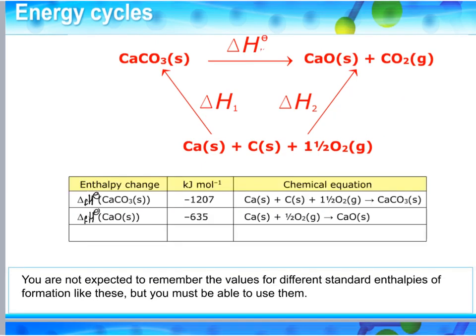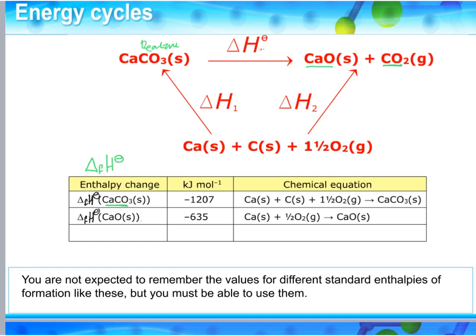So let's now move on to look at how we can use Hess's law. Here, the data that we've been given, and it's important to look at the data you've been given, is the enthalpy of formation of calcium carbonate, which is the reactant, and also the enthalpy of formation of the product. We've got the enthalpy of formation of calcium oxide here, but we also now need the data for the enthalpy of formation of carbon dioxide.